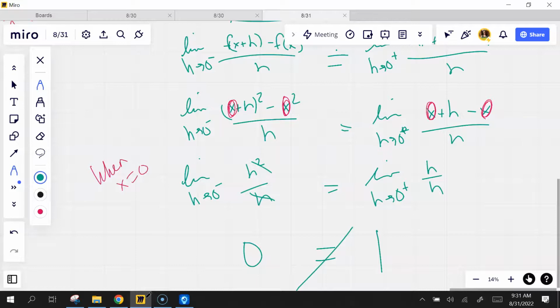they're not the same, which therefore shows me that the left-hand derivative and the right-hand derivative are different, so it's not differentiable at that point. That doesn't mean it's not differentiable everywhere, it just means at that point it's not differentiable. Does that make sense?